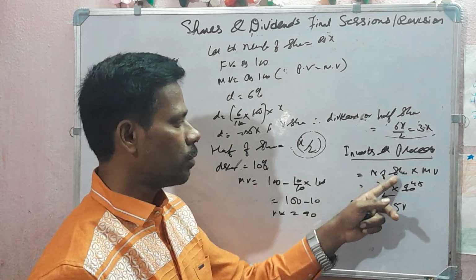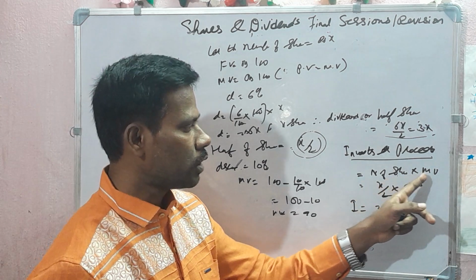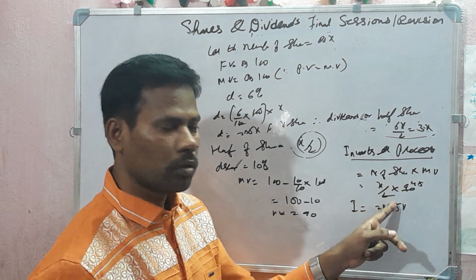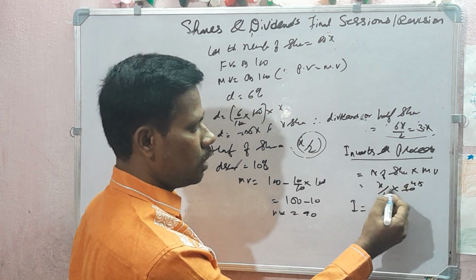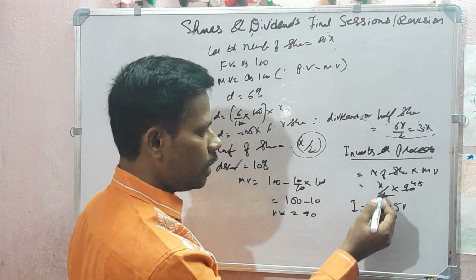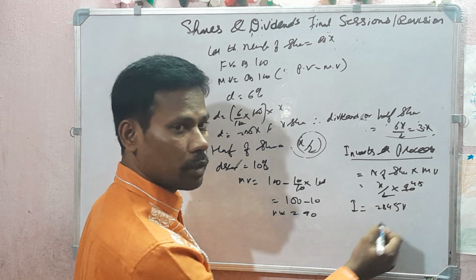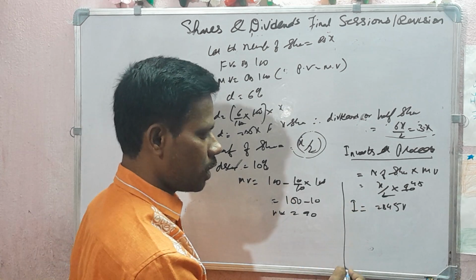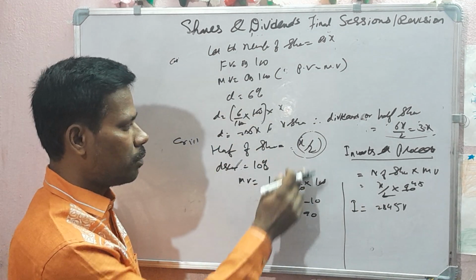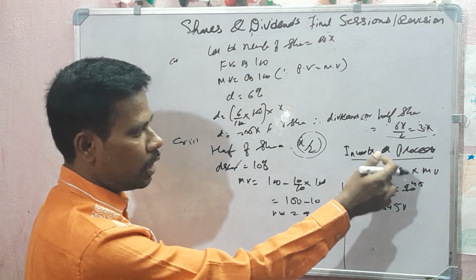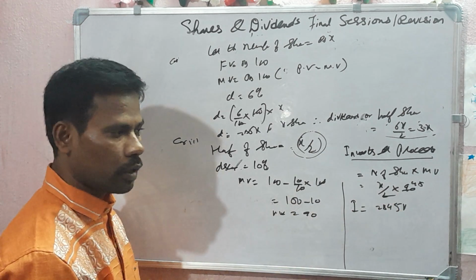Are you following? Invest the proceed means what is the formula I told? Number of shares into market value. So number of shares into market value, that is market value is now 90. So x by 2 into 90 is rupees 45x. This is the investment. So already we have written case 2, half of the shares is x by 2, now market value is 90 and new investment is this one.